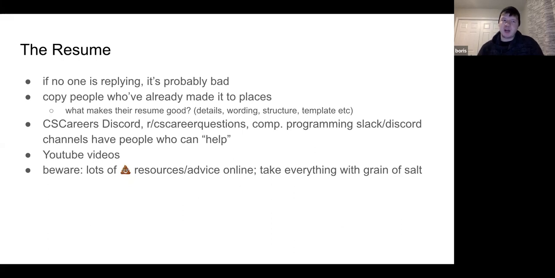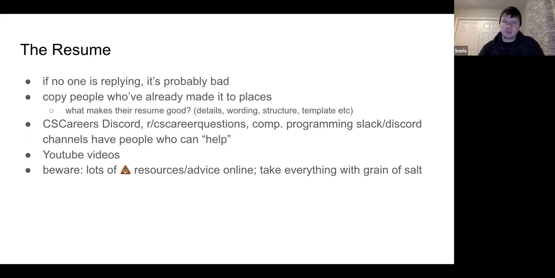Kind of a rule of thumb, this is what I did, and I still do, I'll probably keep doing it for the rest of my life: just copy people who've made it to places. You see somebody from Waterloo or UofT or whatever that worked at the Citadels, at the Googles, a lot of them have their resumes posted on their websites. Just look at what they did. Copy their format, copy how they write their sentences, the wording, the structure of the resume, even the template that they use, right? What kind of words do they use to describe what they did? How do they describe the technical aspects of their job? That stuff is very important.